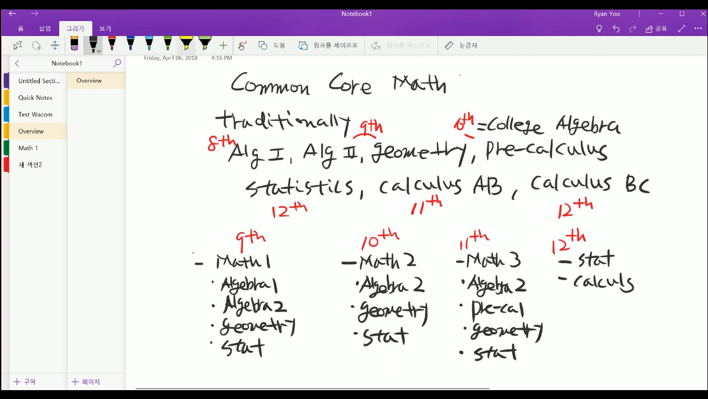Alright, so let's highlight it. This is Math 1, this is Math 2, this is Math 3, and this is senior year math. Could be either stat or calculus. Depending on the high school, it could be AP Statistics or Calculus AB or Calculus BC. Usually, if you are the honors kids, then they go to BC in senior year, or they could take the AB, or they could go to AP Stat.